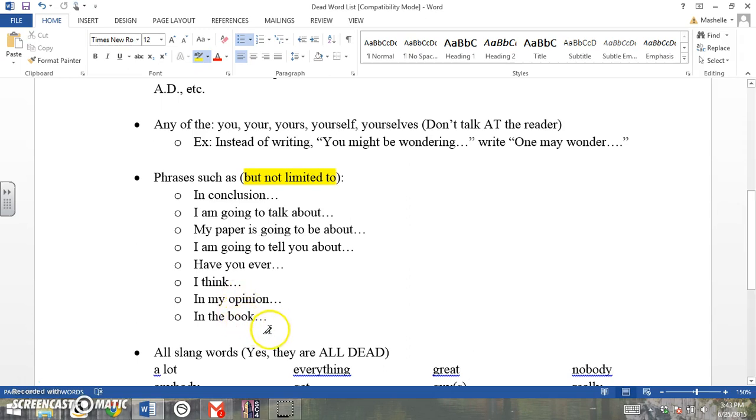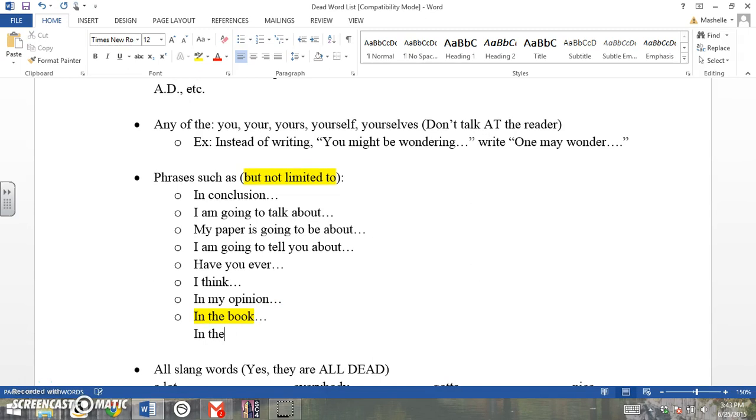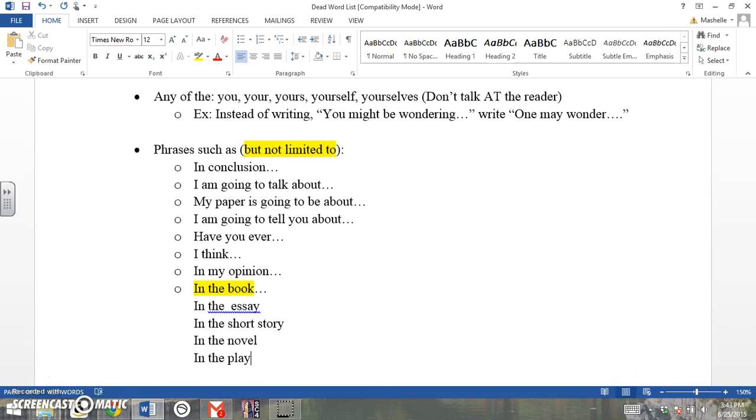Okay, and the last one, "in the book." Now there are exceptions to this. When we look at this phrase, "in the book," it should also technically include "in the essay," "in the short story," "in the novel," "in the play." Anything that falls within this realm is important for you to look at. Yes, it's in there. Yes, it's important, but instead of saying "in the book," do something more specific and write "in A Streetcar Named Desire."